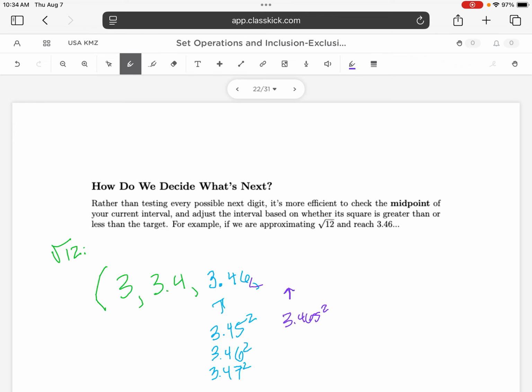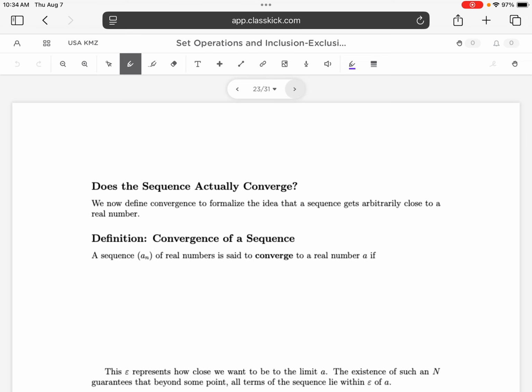All right. Now, the question is, does this actually converge? If we use this method to come up with a sequence of approximations, do we know that that's going to converge to the square root of 12? How do we know? Well, we really need some formal definitions to help us here, and this is where the tools of analysis are important. We want to define convergence in order to formalize the idea that our sequence is getting arbitrarily close to that square root of 12 that we're looking for.